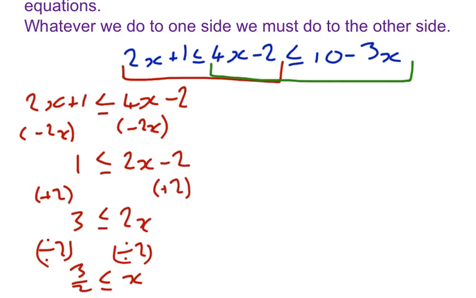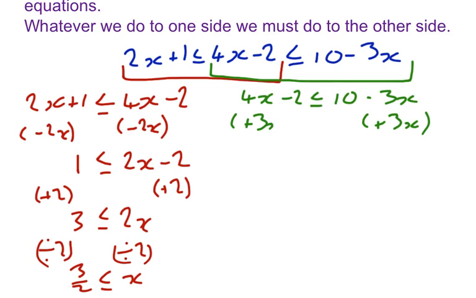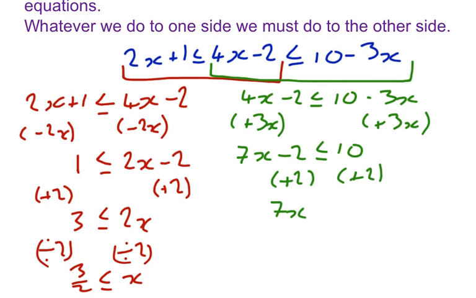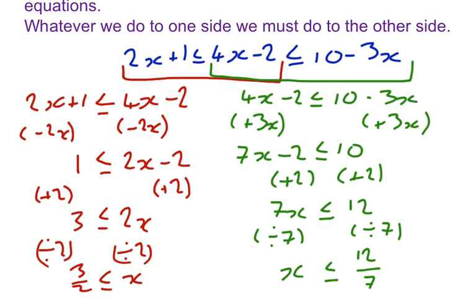Now the other side, we started with 4x minus 2 is less than or equal to 10 minus 3x. We're going to start by adding the 3x on this side because we want all the x's in the middle, which gives us 7x minus 2 is less than or equal to 10. We add the 2, giving us 7x is less than or equal to 12, and then we divide by the 7 to get x is less than or equal to 12 over 7.